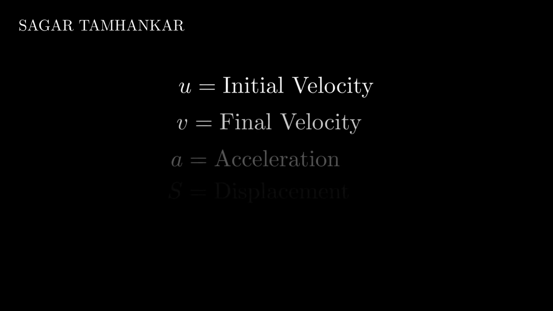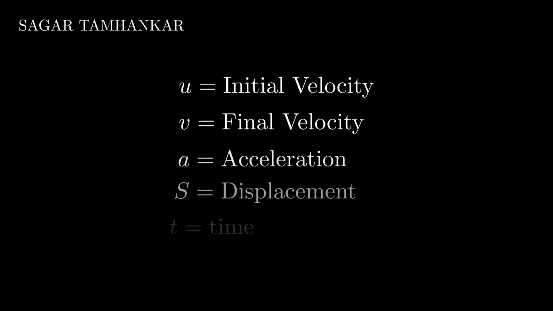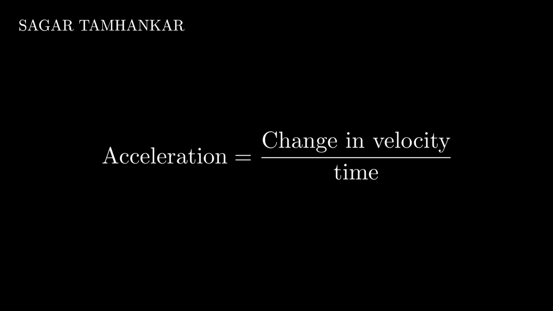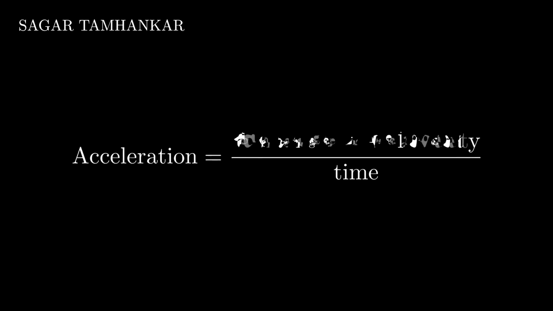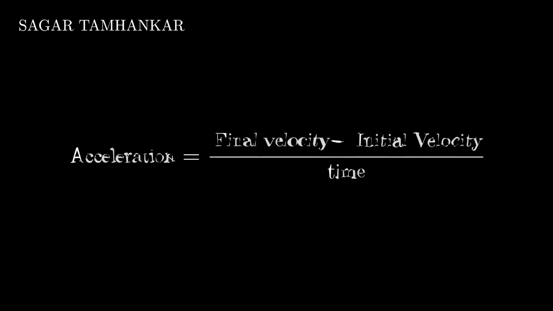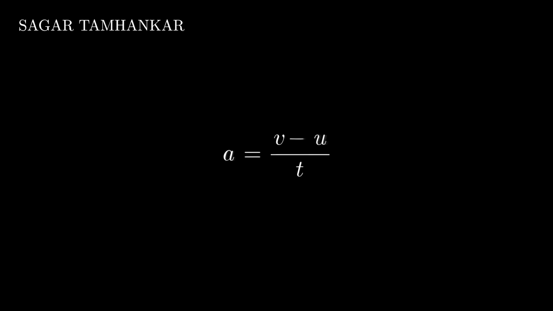Before we derive the equations of motion, let's define our standard variables. u for initial velocity, v for final velocity, a for acceleration, s for displacement, and t for time. Acceleration is defined as change in velocity divided by time. Expanding change in velocity gives final velocity minus initial velocity. Replacing words with symbols gives a compact mathematical form.